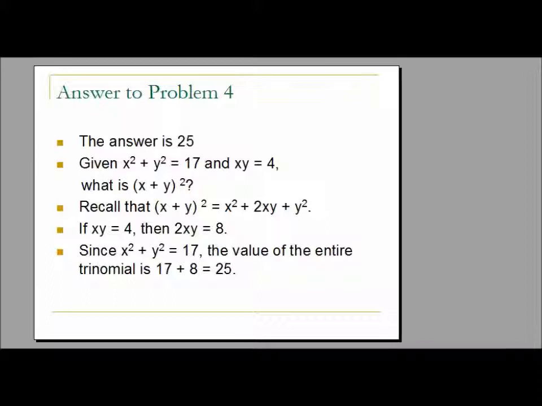Recall that (x plus y) squared equals x squared plus 2xy plus y squared. If xy equals 4, then 2xy equals 8. Since x squared plus y squared equals 17, the value of the entire trinomial is 17 plus 8, which equals 25.